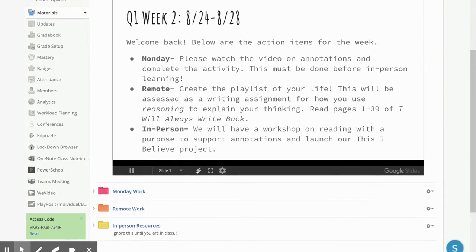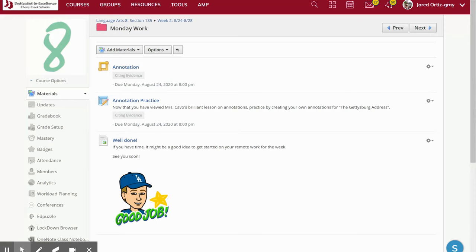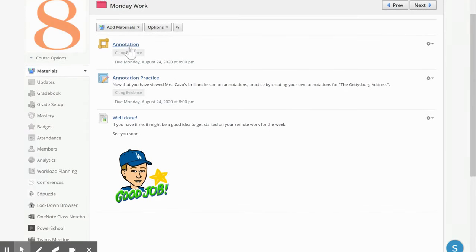Monday work, I would like all students to do on Monday, regardless of what cohort they're in. So Monday work is stuff that really needs to be done before in-person learning, and it's really just setting us up for the week. So I'll give you an example of what that looks like for week 2. So they would go right to the Monday work folder. Right here, if they clicked on this would be a video. This is some practice. And it's really just setting them up with the skill of annotation, because when they come to class later this week, that's what we're going to be focused on.